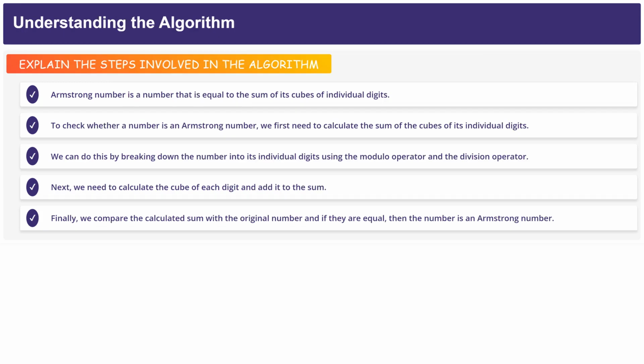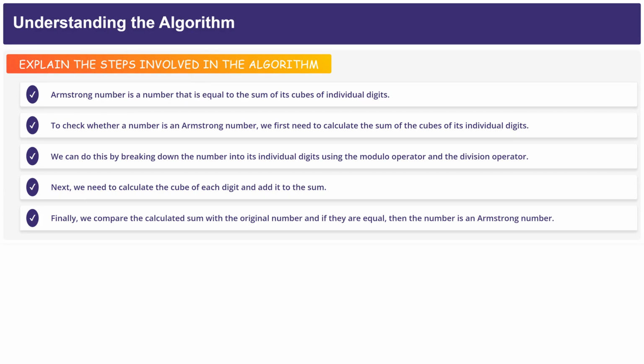Now let's dive into the algorithm to check whether a number is an Armstrong number. In this segment, we will explain the steps involved in the algorithm to check whether a number is an Armstrong number. First, we need to understand that an Armstrong number is a number that is equal to the sum of the cubes of its individual digits.